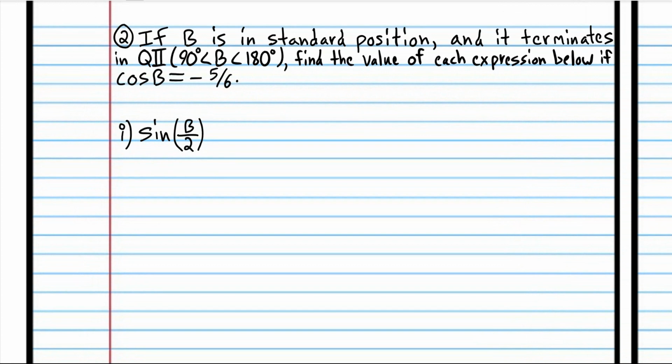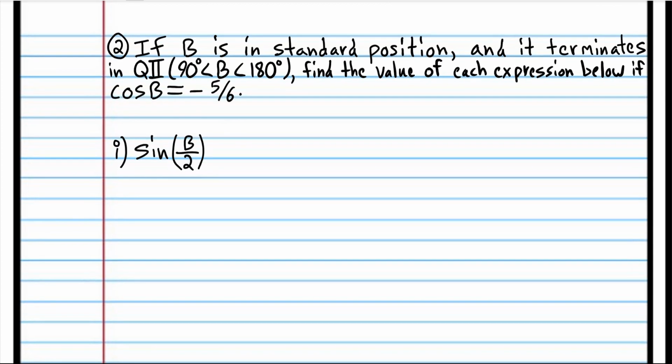Now our angle terminates in quadrant 2. If B is in standard position and terminates in quadrant 2, find the value of each expression below if we know cosine B equals -5/6. Now again, we have to specify that B is between 90 degrees and 180 degrees because it could be other numbers depending on if we're rotating more than 360 degrees or in a negative direction, and so on and so forth.